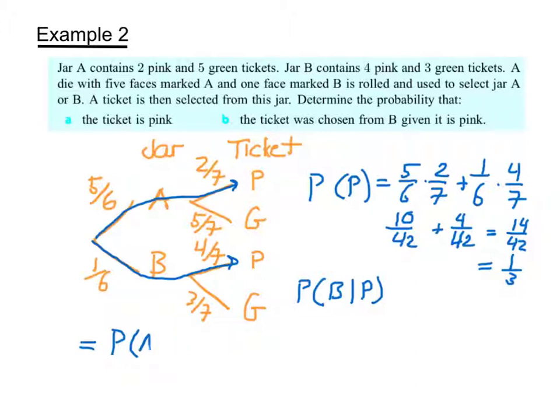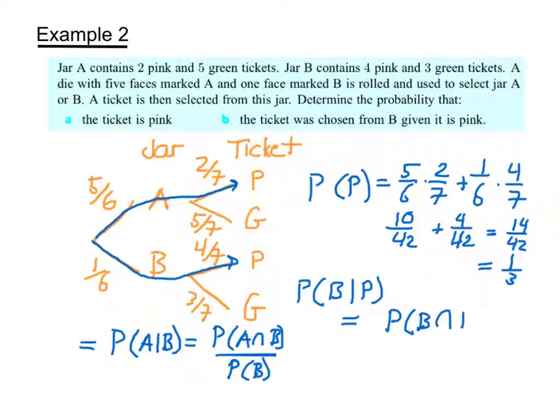the probability that A given B equals the probability of A and B occurring divided by the probability of B occurring by itself. So in this case, I want to find the probability of B and P occurring at the same time and divide that by the probability of P occurring by itself.